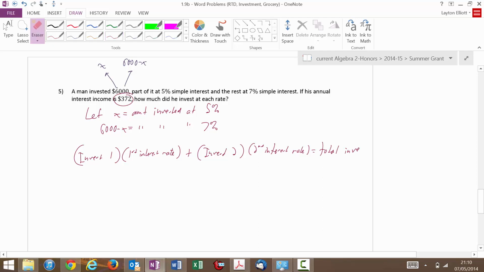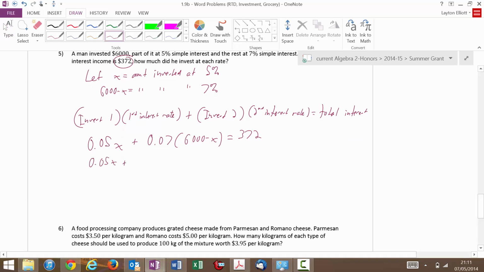And the total interest is small. I mean, you don't make $6,000 back. You just make a part of that. $372 is actually a pretty good amount to make off of $6,000, even in today's market. So investment number 1 was the x, and the interest was the 5%. Well, that's 0.05 expressed as a decimal, and multiply that by x. And then I'm going to take the 7% and multiply that by the 6,000 minus x, and that's going to be equal to the 372 total.